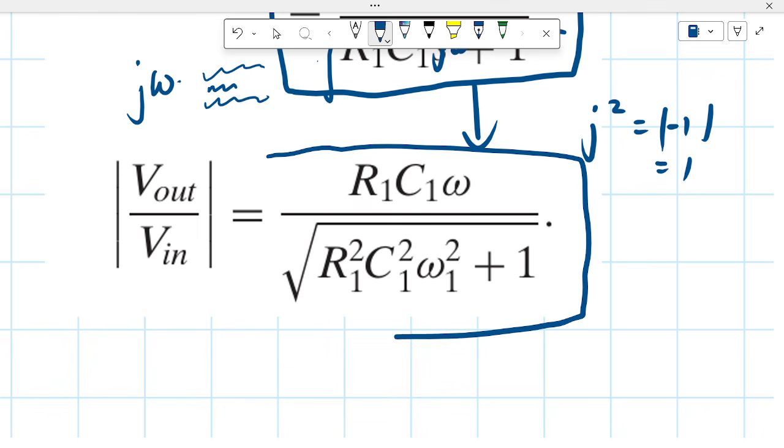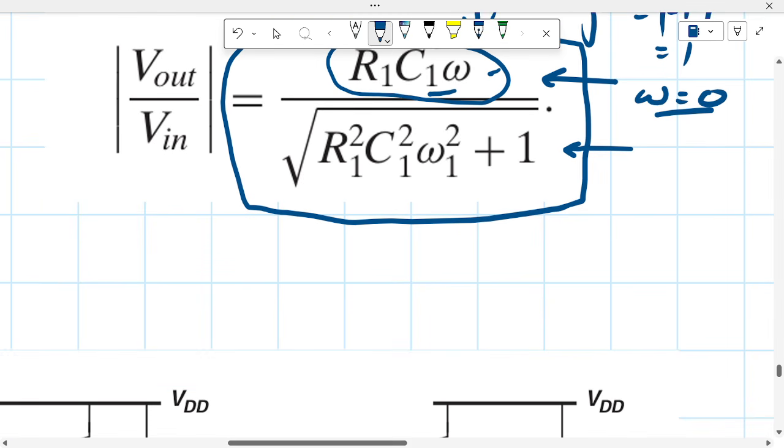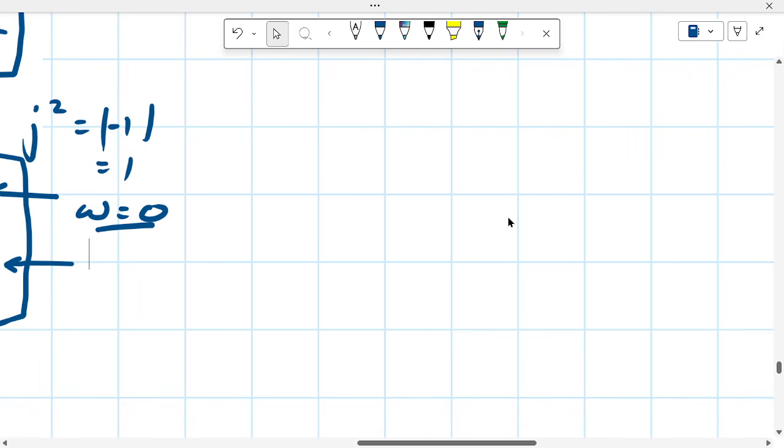So let's see what this expression tells us. This expression gives us a 0 and a pole. So what do we mean by a 0? A 0 is a frequency or a value of S, in this case omega, that will make the top part 0. And from what we see, the only value that will make the top part 0 is when the frequency omega is equal to 0. This tells us that the 0 is at the origin.